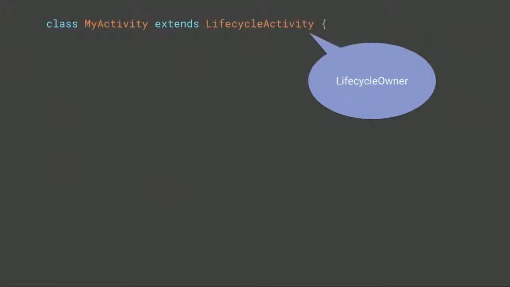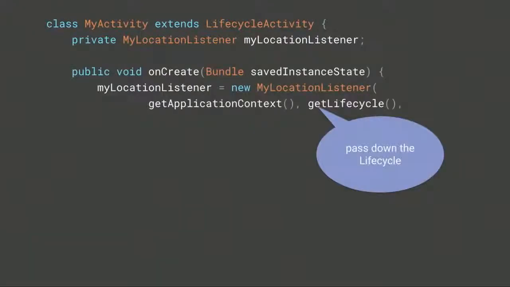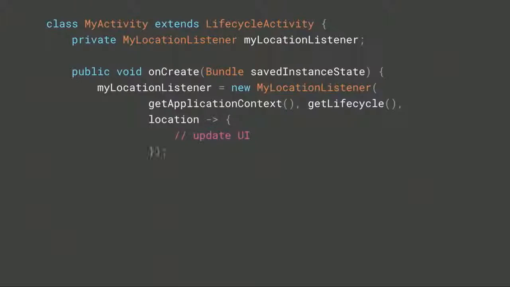I will go through our activity. Now we make our activity extend the lifecycle activity class. This is just a temporary class until these components reach 1.0. Then everything in support library will implement this lifecycle owner interface. Inside our activity, when we initialize our location listener, we are going to tell it this is the lifecycle you care about. And that's all we will do. The rest is the same. It calls back. We update the UI.